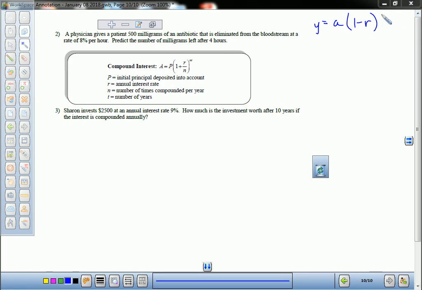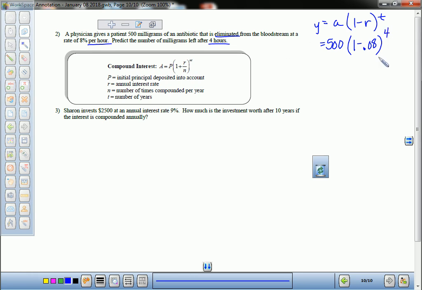So we need to know a couple things to plug into our formula. In this case, our initial amount was 500 milligrams. This time it is being eliminated. Eliminated is decay. That's where we're going to do 1 minus the rate written as a decimal. Now, T is time, and in this case, it says per hour for 4 hours.